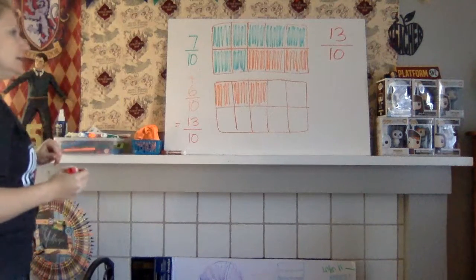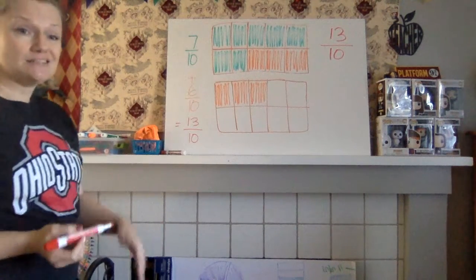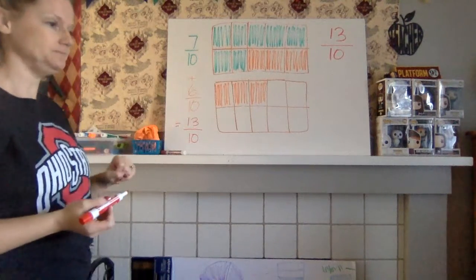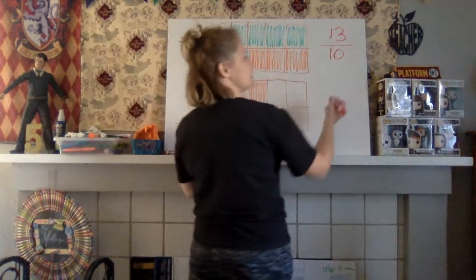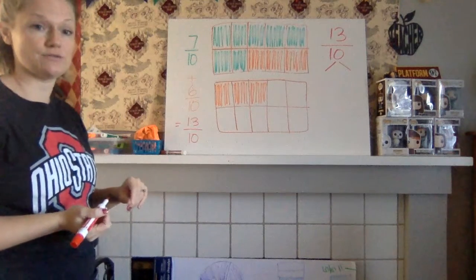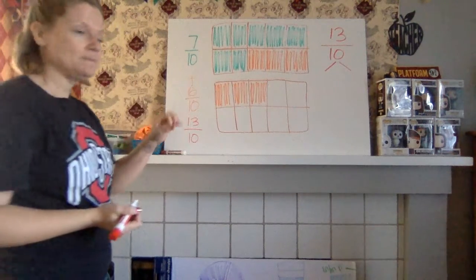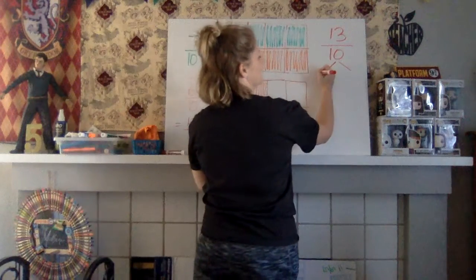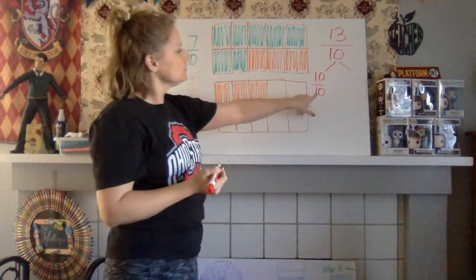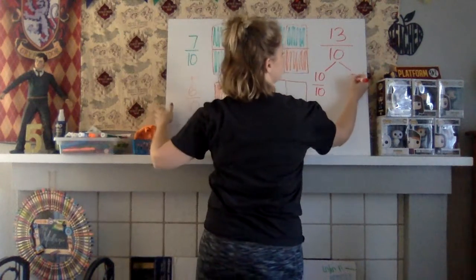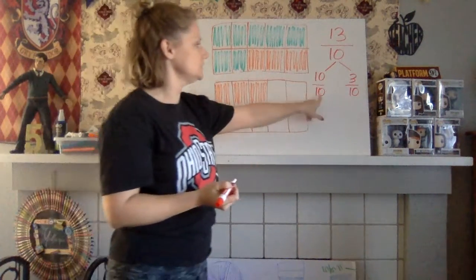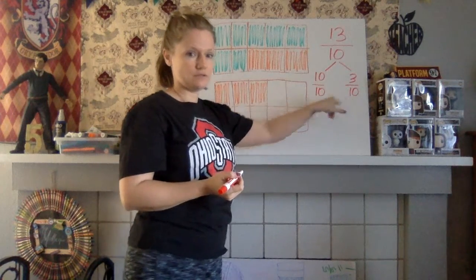Okay? Now, how do I turn this into a mixed number, which is a whole number and a fraction? So it's a whole and part of a second number. What you're going to do is decompose this fraction. We talked about decomposing, or breaking apart numbers, earlier this year. So the easiest way to do this is take out one whole. We know that one whole is equal to 10/10. So 10/10 plus 3/10 is equal to 13/10. So we just decomposed it into a whole number and whatever's left over, a whole number and a fraction.